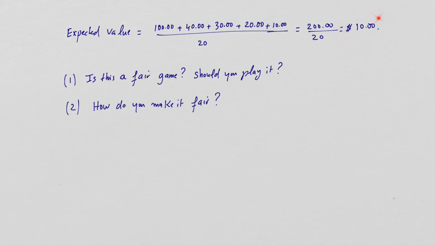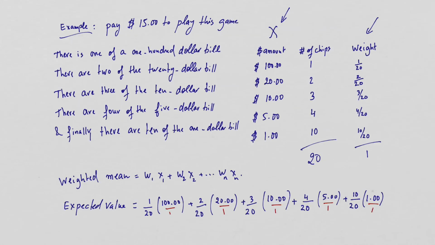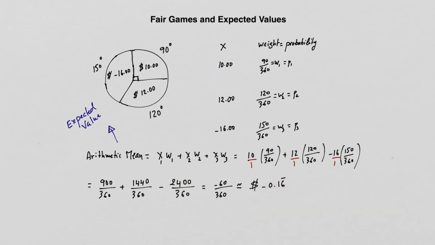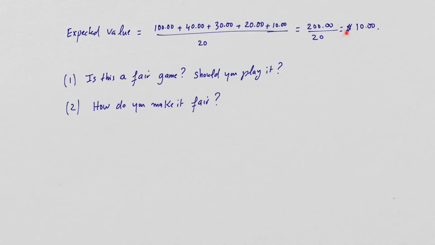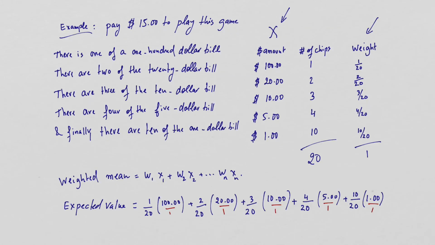This is what you're expected to win. It's a win. It's not a loss here. And like this one, you are expected to lose 16 cents. And here you're expected to win $10. So just because this is positive, it doesn't mean that it is to your favor, to your advantage, because you are paying $15.